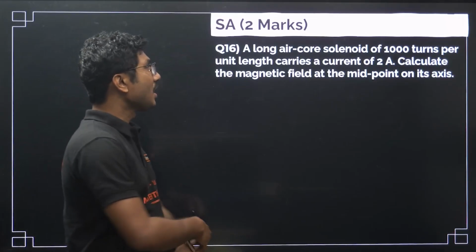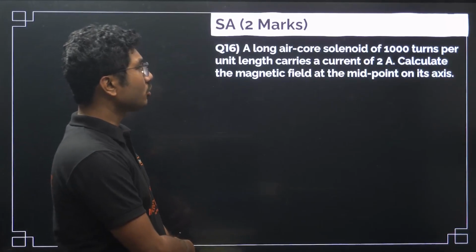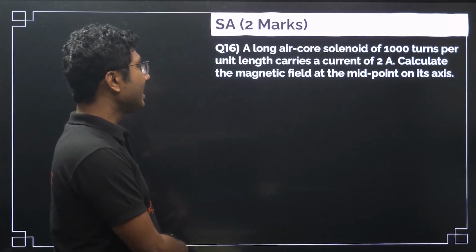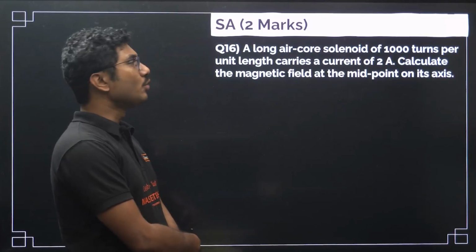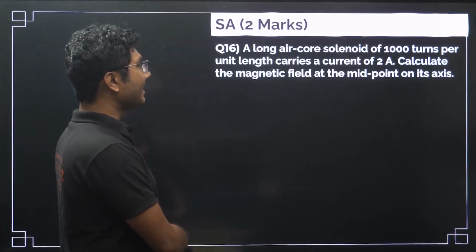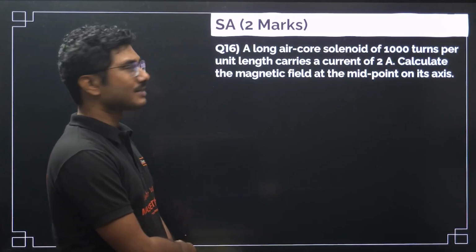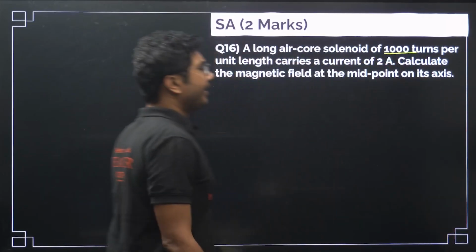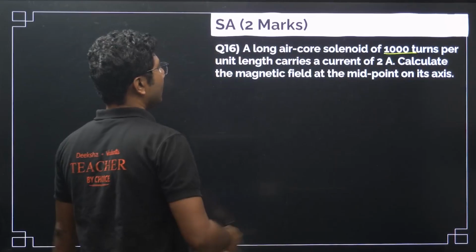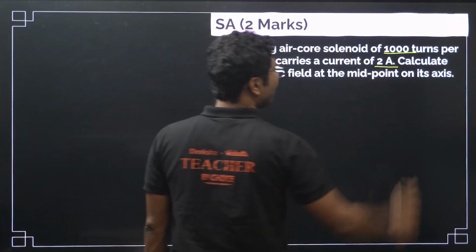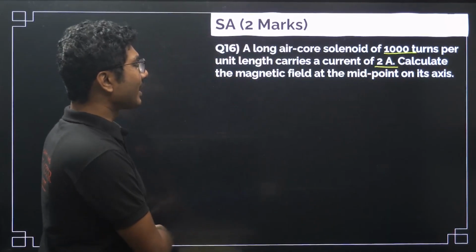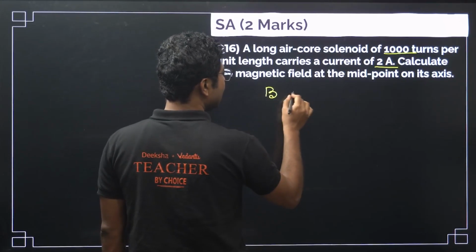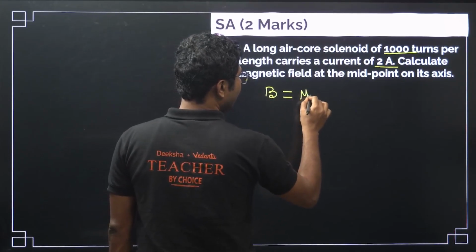A long air core solenoid of 1000 turns per unit length carries a current of 2 ampere. Calculate the magnetic field at the midpoint of the axis. The turns are given, the current is given. So what is the formula for the magnetic field due to a current carrying solenoid? It is mu naught n i.